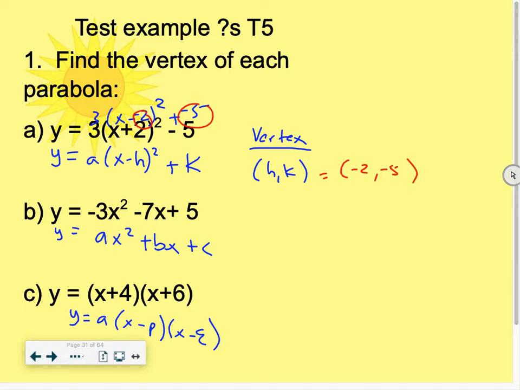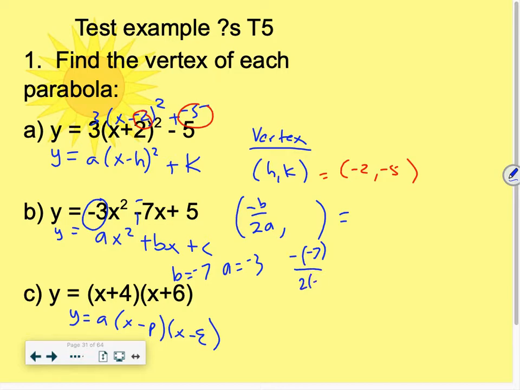When it's in standard form, like part B, the x-coordinate of the vertex is negative b over 2a. So in this case, b is negative 7, and a is negative 3. So my x-coordinate of the vertex is going to be negative 7 over 2 times negative 3. So that'd be 7 over negative 6, or negative 7/6.